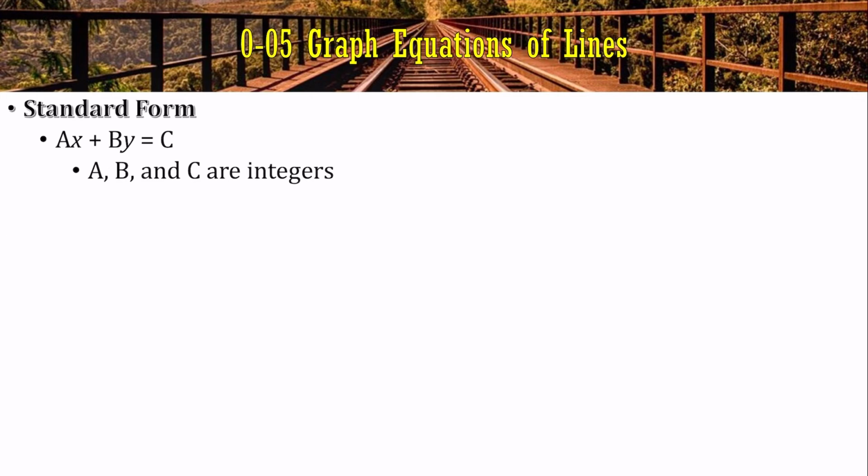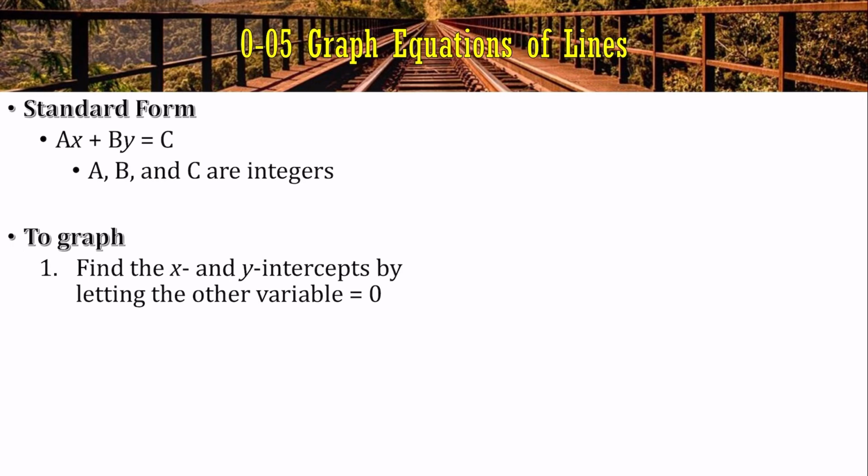To graph it that way, you get 2 points. You get the x and the y-intercepts. And if they're separated, if they're not both 0 or both very close to 0, this gives you a good shortcut. If they're 0 or close to 0, then you'll probably want to solve it for y and do it in slope-intercept form.